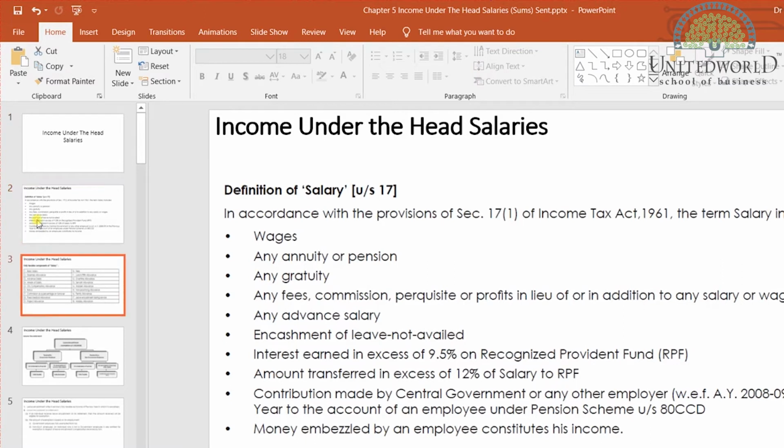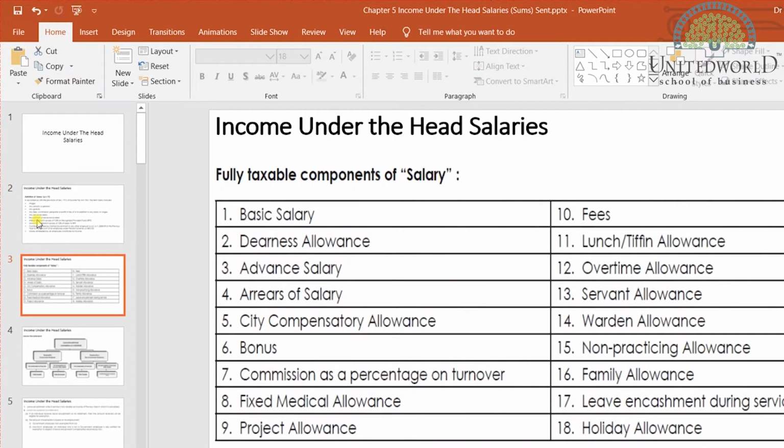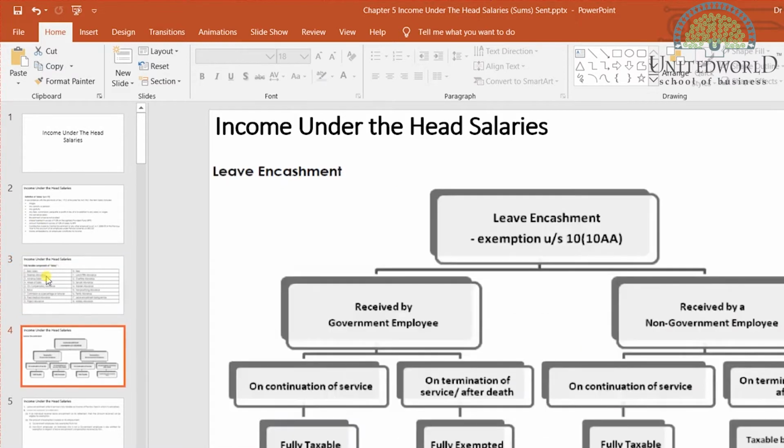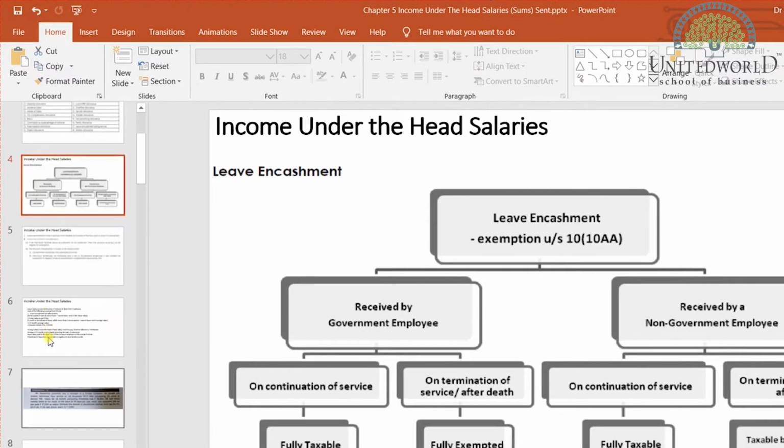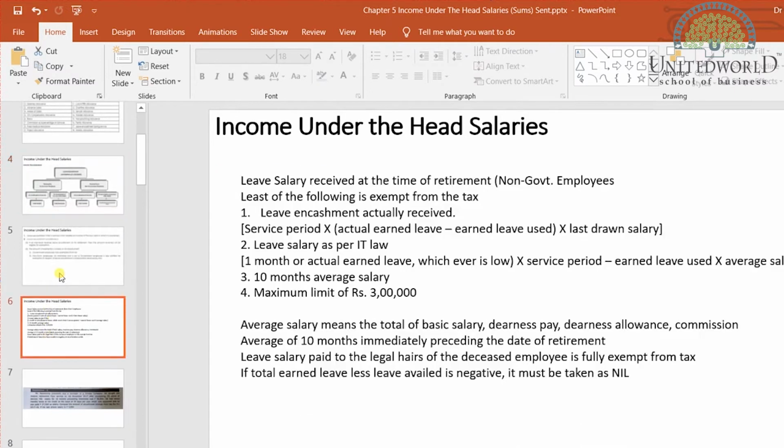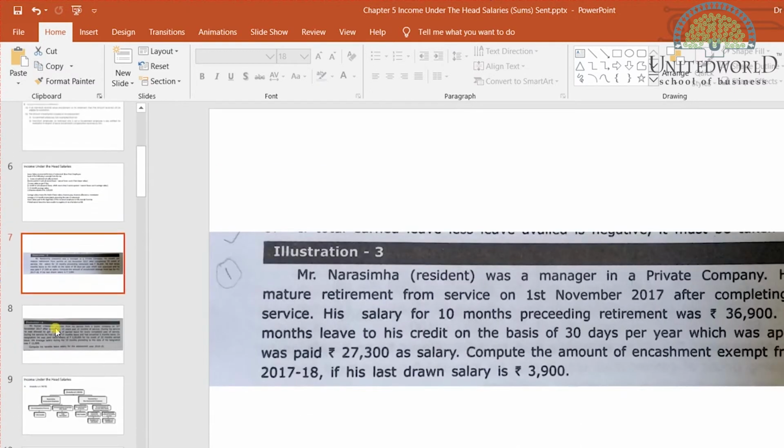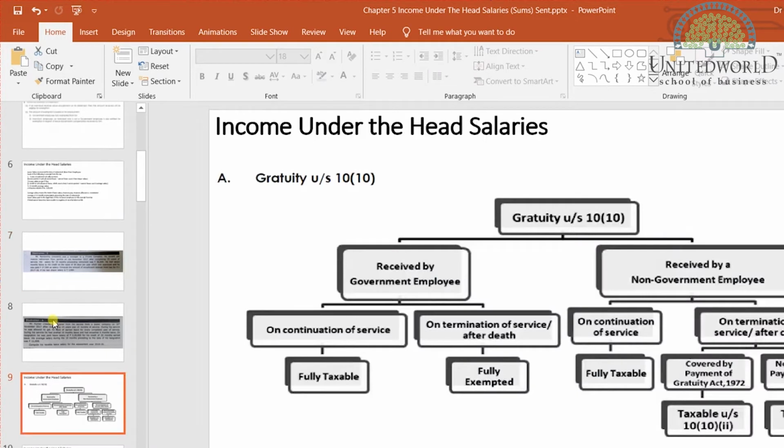We started with the definition of the salary, right? Then we have seen the different components of the salary, that is the basic salary, dearness allowance and all that stuff, that is CCA, city compensatory allowance, what these allowances are all about. Then we have seen the different rules related to the leave encashment. We have calculated the sums of leave encashment.